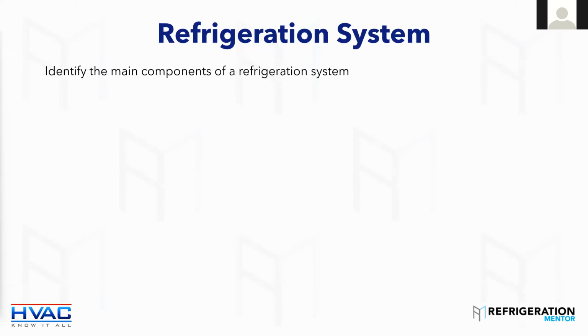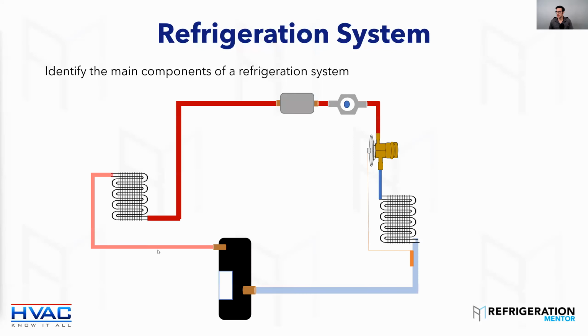Compressor, condenser, evaporator, and metering device. 100%. So these are the 4 main components. We got a compressor, we got a condenser, just like Ethan said. We got a metering device, and there are many different types of metering devices, and then we got an evaporator.